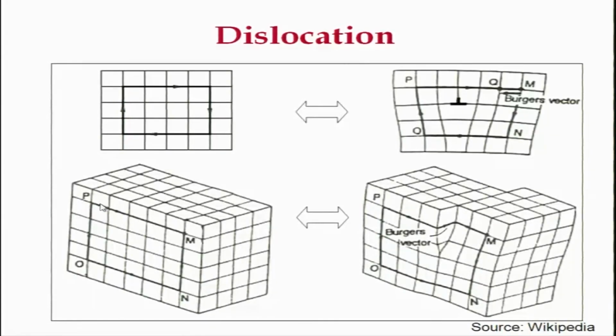Now when you make this circuit from M, N, O, P, you start from M to N 4 steps, N to O 4 steps, and from P to M you take an extra step here. This is an extra step, and this is sheared with respect to this point. If you draw this somewhere within the crystal, you will have a line parallel to it. Here this is the B vector, this is the T vector. So B and T are now parallel to each other, whereas in the edge dislocation, B and T were perpendicular to each other.